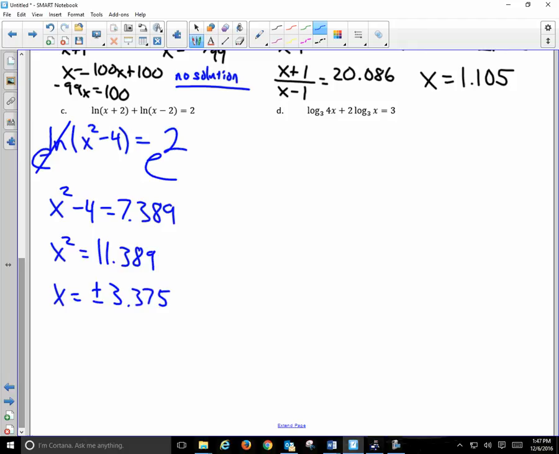Now, I see an x squared, so I list two solutions. However, let's consider it. If you plug 3.3 back in, will it be positive or negative? Positive. If you plug negative 3.3 back in, will it be positive or negative? Negative. So therefore, we can only list one solution.